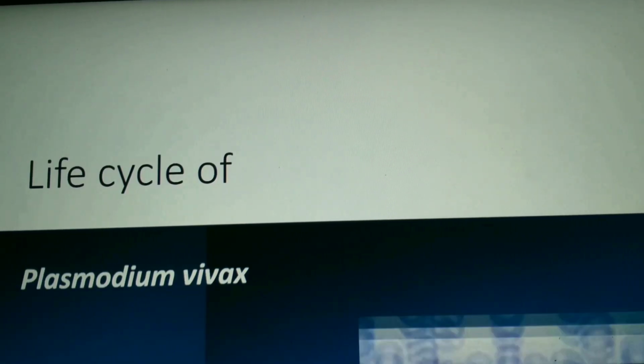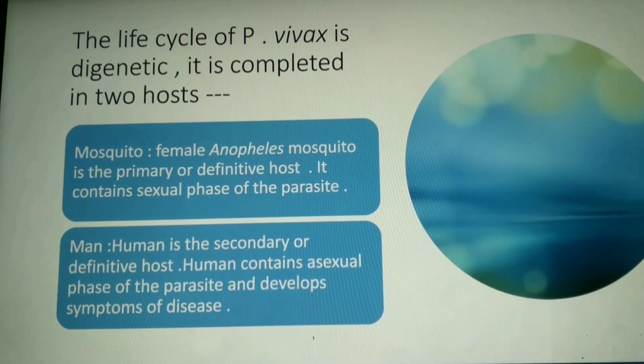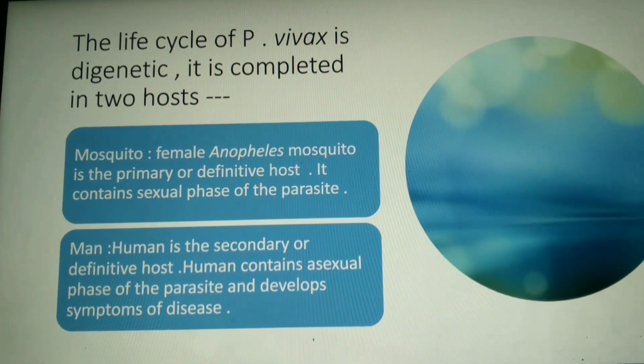In this video, we will discuss the life cycle of Plasmodium vivax. It is a malarial parasite that causes vivax malaria in human beings. The life cycle of Plasmodium vivax is digenetic. It is completed in two hosts, primary host and secondary host.